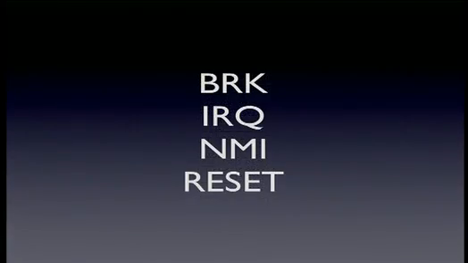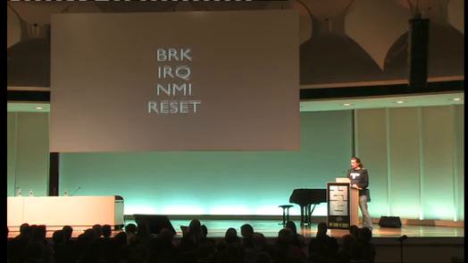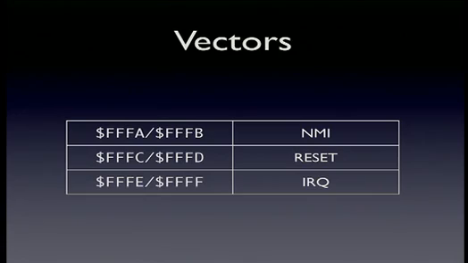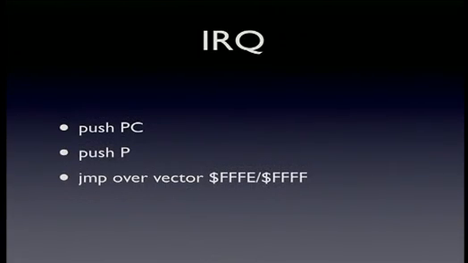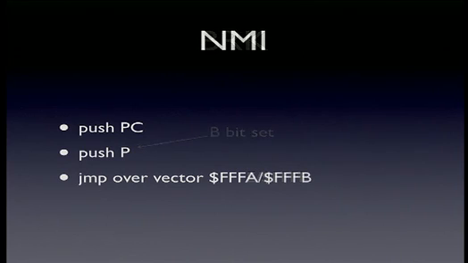So break, IRQ, NMI, and reset. That's an interesting one, how this is all sequenced, how this is done in the sequencer in the logic. As you see again, these are the vectors on the top of the address space. It's all really similar what's going on here. An IRQ pushes the program counter, pushes the status register, and jumps over a certain vector. If you have a break instruction, a software interrupt, it does the same thing, but puts the break bit onto the stack. An NMI does the same as an IRQ, but a different vector.